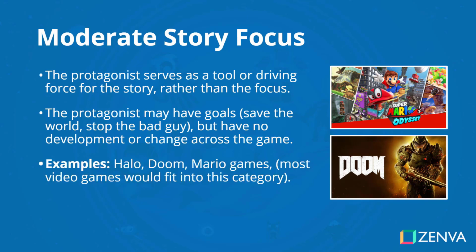And some examples are Halo, Doom, the Mario games, and pretty much most video games would actually fit into this category. Because at the end of the day, video games are an interactive medium, okay? The main focus of video games is, I'd say, to have fun and to play these games. So story isn't necessarily the most important factor in games, but if games do have an important story and good gameplay, that is generally where they shine.